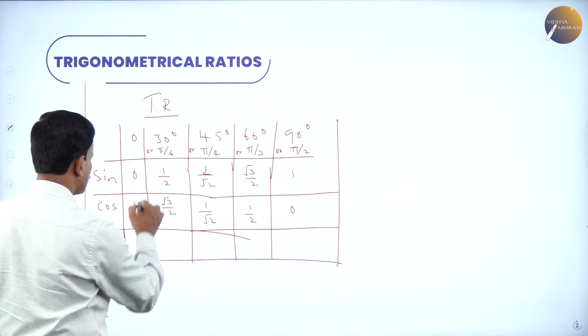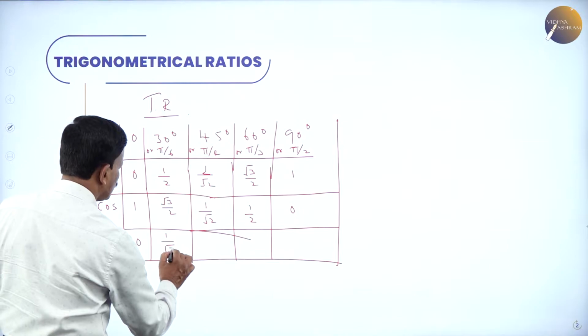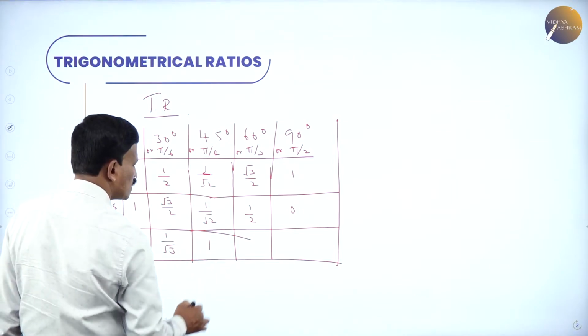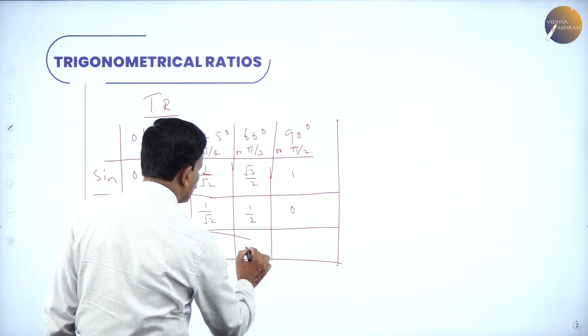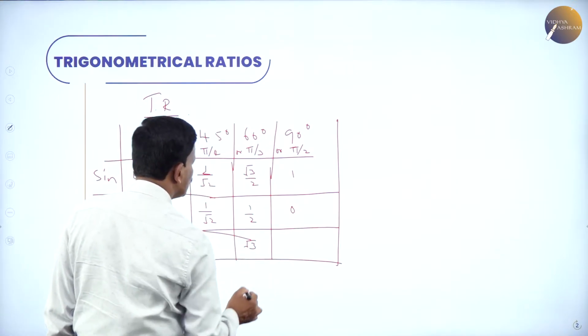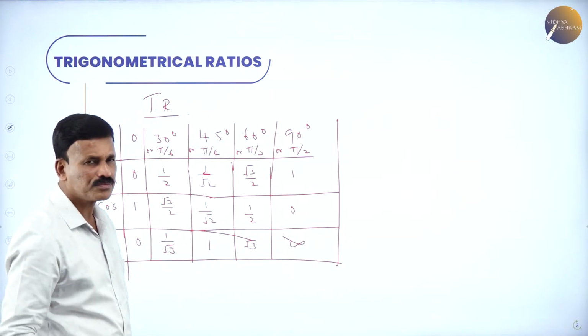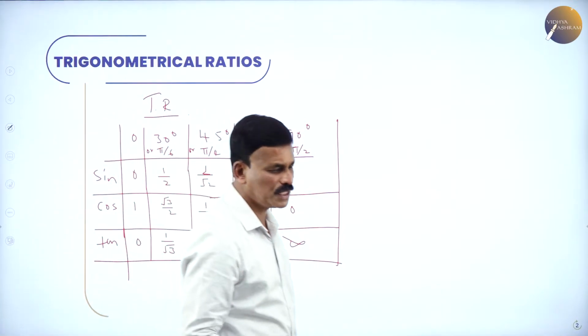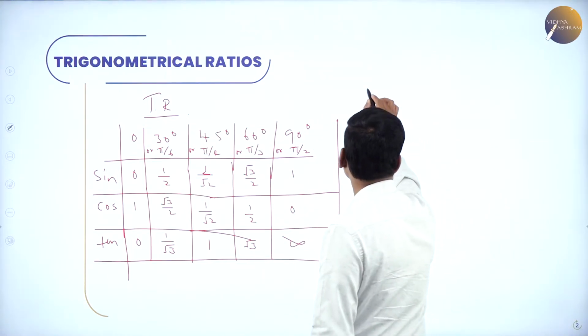For tan, divide this. 0 by 1 is 0, the 2s get cancelled, 1 by root 3, the 2s get cancelled, 1 by root 2 and 1 by root 2 get cancelled, 1, the 2s get cancelled, root 3 by 1 is root 3, and 1 by 0 is infinite. Now, there are a few more properties that I will take. Now, I will write the properties.